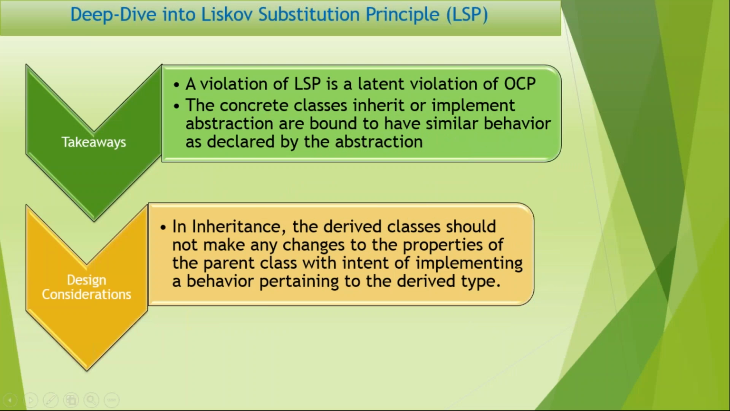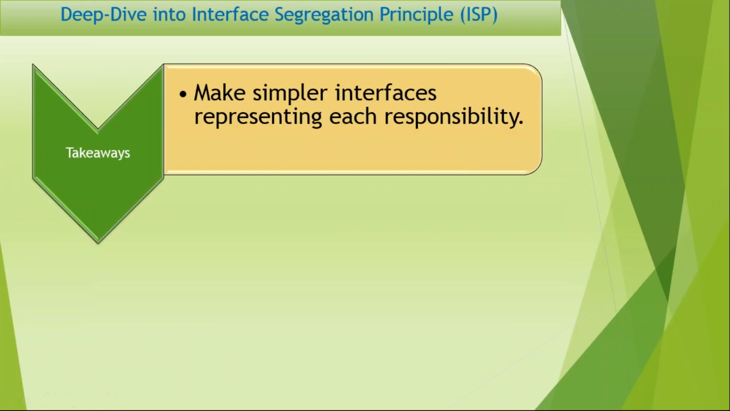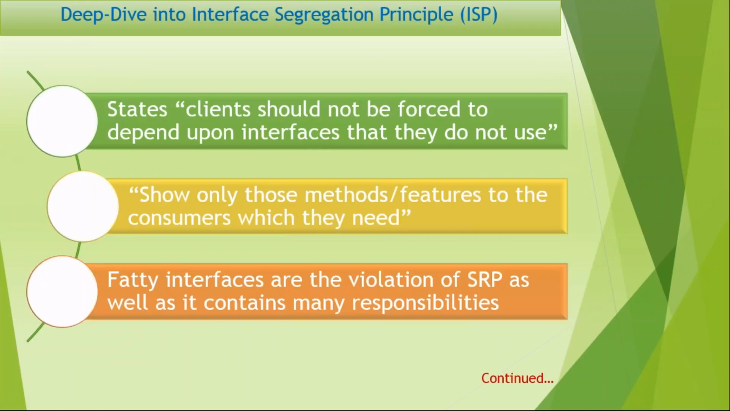Next one is the interface segregation principle. This is the simplest principle. Probably you might have heard of fat interfaces. Fat interfaces means it contains more responsibilities than it needs to. Okay, we'll see with simple examples here. First, look at the definition: clients should not be forced to depend upon interfaces that they do not use.